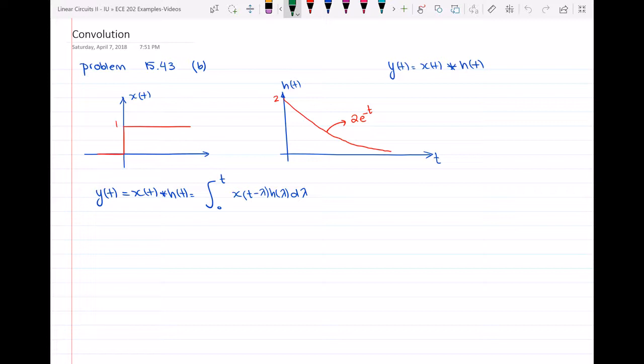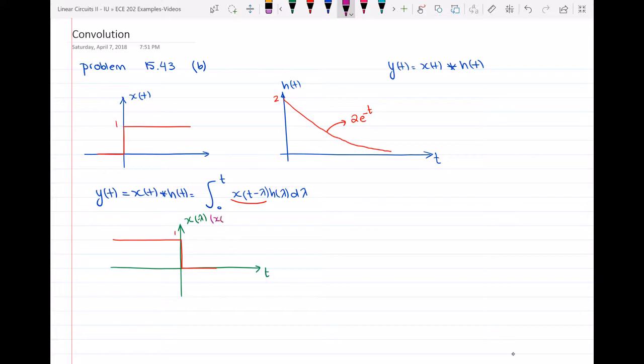All right, so what I have to do for convolution is to flip and shift one of my functions and then move it towards my other function. So here I'm going to make x of negative lambda. So I have to mirror my x with respect to the y-axis. This will be my x of negative lambda, right? Then I need to make x of t minus lambda so I can use the convolution integral.